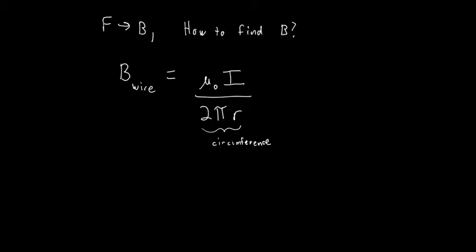So I can find the magnetic field by taking these numbers: mu naught, which is a constant, I, which is your current, divided by 2 pi times r. R is the distance from your wire that you are. And I multiply all these numbers together and I get a B. I get a magnitude for B. But direction comes from the right-hand rule.